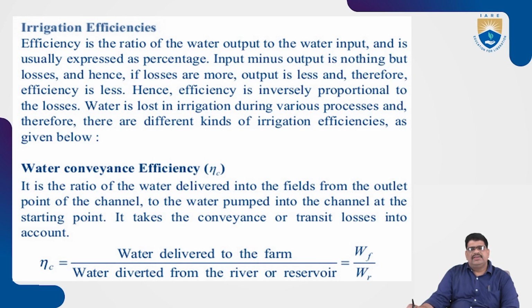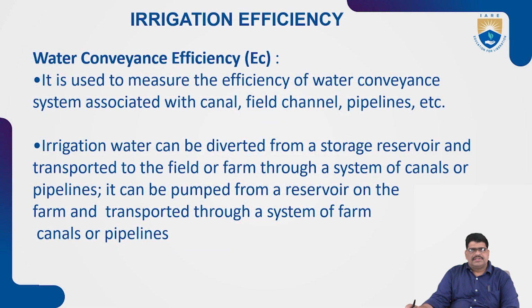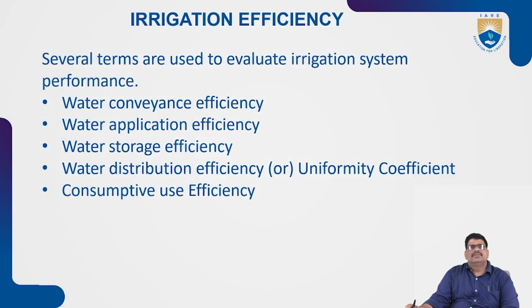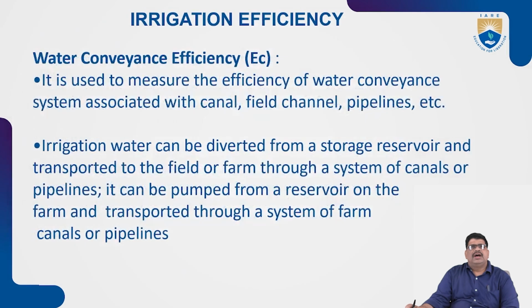So let us see, water conveyance efficiency can be expressed in the equation: Ec = WF / WR, that is, water delivered to the farm divided by water diverted from the river or the reservoir. That is the water conveyance efficiency.